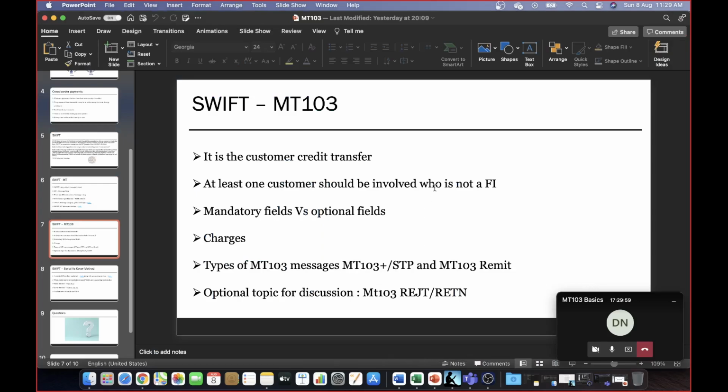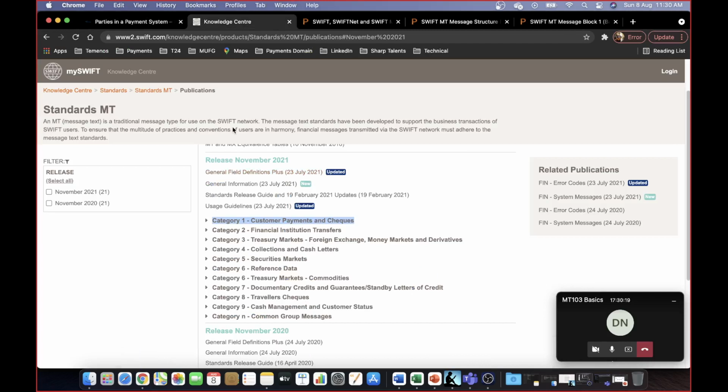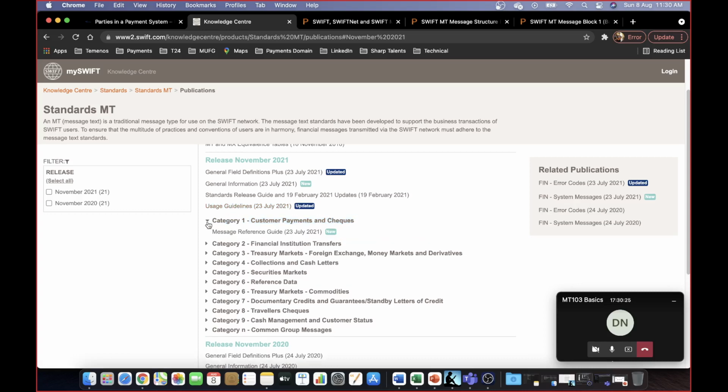So yeah, the point number 2 I've already covered. So the next point was mandatory and optional fields. In order to identify which are the mandatory and optional fields, I would again ask you to refer to the SWIFT website. So we'll see what the mandatory fields are.